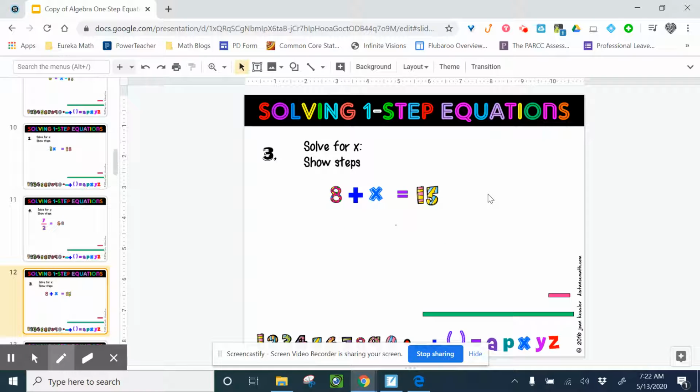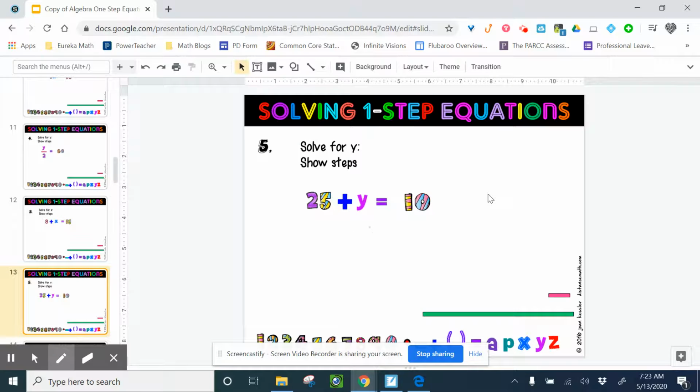Here are 2 quick ones for you to do. If I have 8 plus x equals 15, what would I have to do to solve this problem? Because there's an addition problem in here, I'm going to be subtracting from both sides. But what am I going to be subtracting? Am I going to be subtracting the 8 or the 15? Well, the 8 is on the same side of the equal sign as the variable, so I'm going to subtract 8 from both sides. When I subtract 8 from both sides, what do I get as my answer? I get 7.